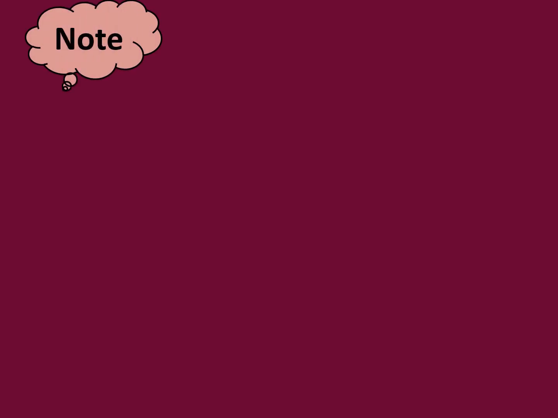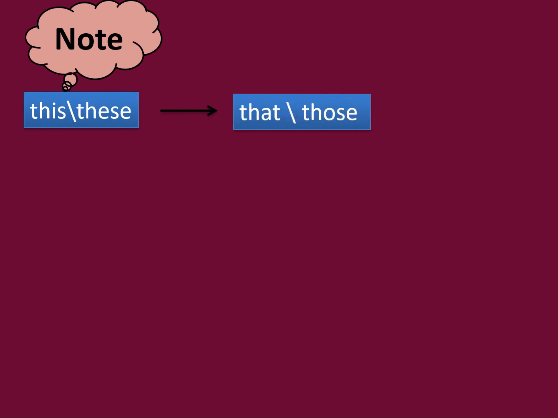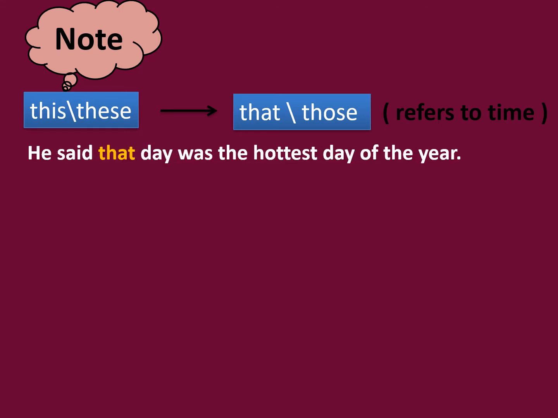Another note, "this" and "these" become "that" and "those". This becomes that and these becomes those if they refer to time. For example, he said, "This day was the hottest day of the year." It means this day. It becomes that day. These days, it becomes those days. Because we were referring to time.